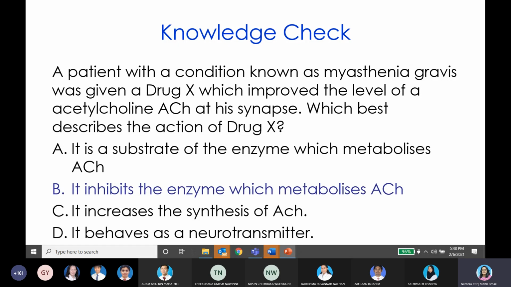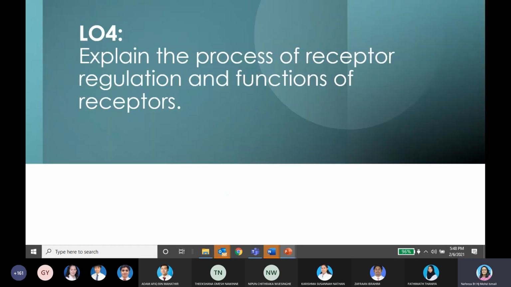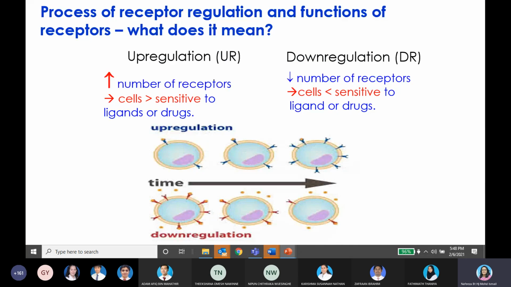So the last LO is explain the process of receptor regulation and functions of receptors. Now, this is a whole mouthful of a learning objective, but all it means is, what is the process of receptor regulation? All it means is whether there's up regulation or down regulation. That's the process of receptor regulation. And functions of receptors, we have gone through when we talked about surface membrane receptors and intracellular receptors.